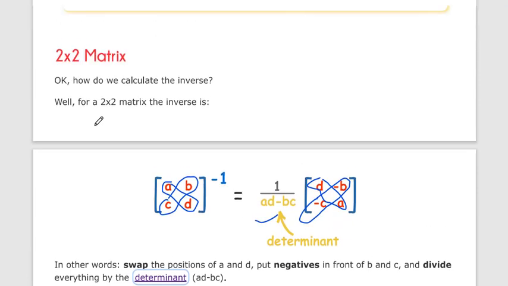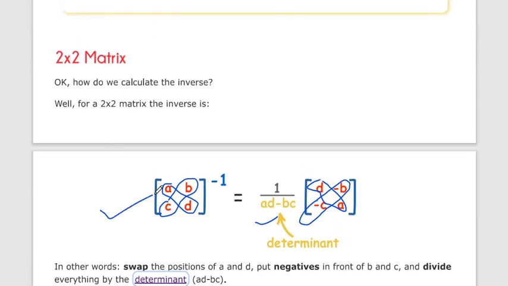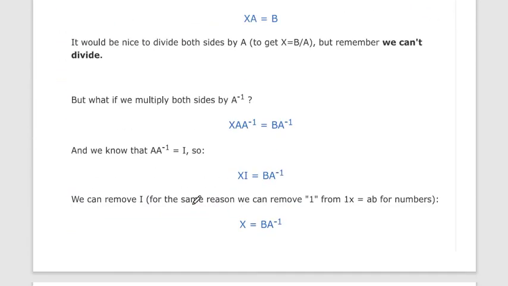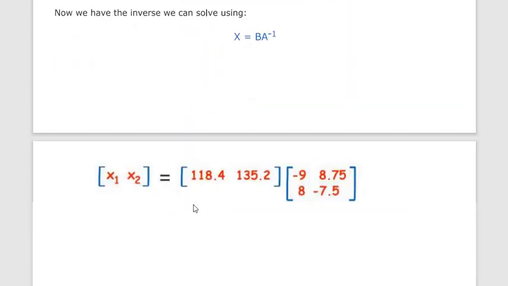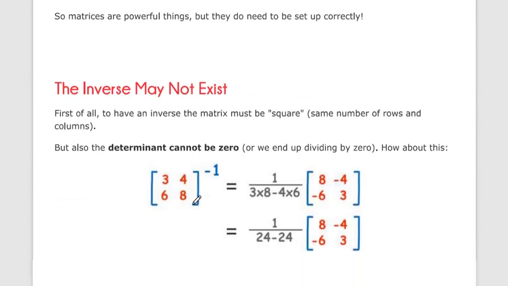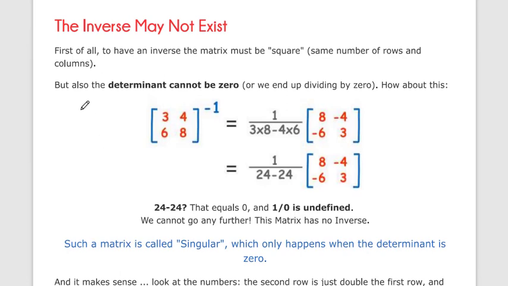Okay, so the inverse of a 2 by 2 matrix is easy, but in 3 by 3 there is a somewhat complex method. Okay, so this is a 2 by 2 matrix. The inverse may not exist. We already talked about it: if the determinant is equal to 0, then it will not exist. This type of matrix is called a singular matrix.